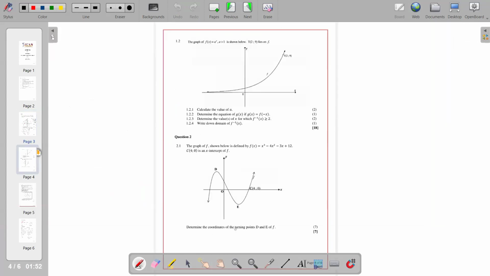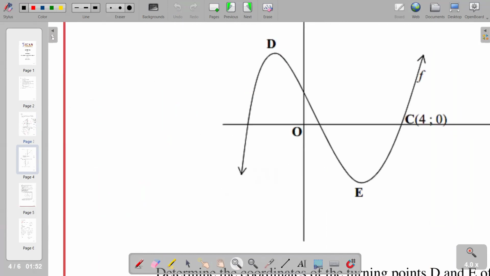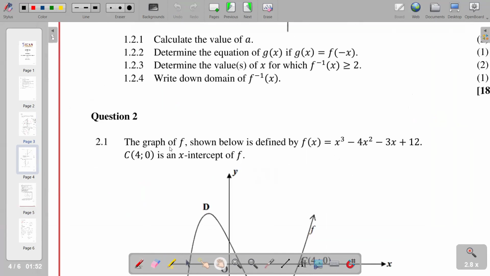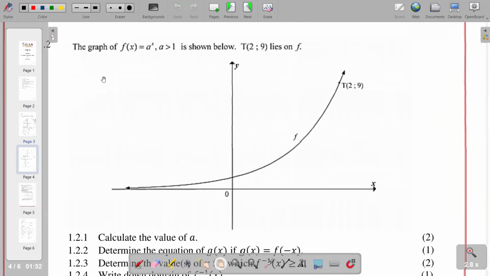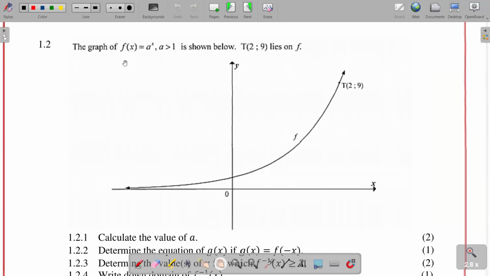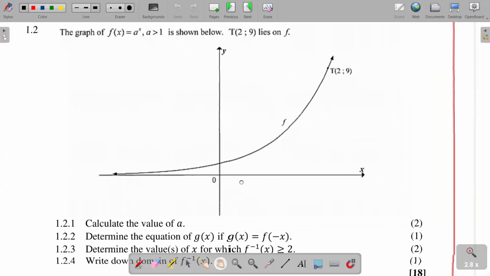If we check, that's our next question. Here it is. So our next question, you are given the graph, the fx equal to a to the power x, where a is greater than 1, is shown there with t being equal to that. Then the first part is saying calculate the value of a.